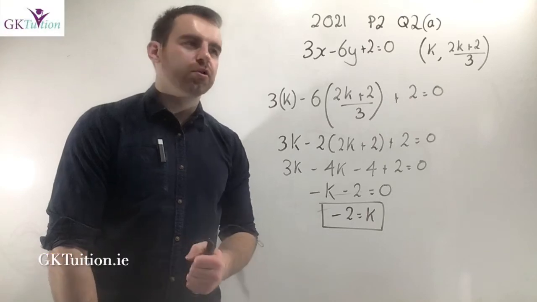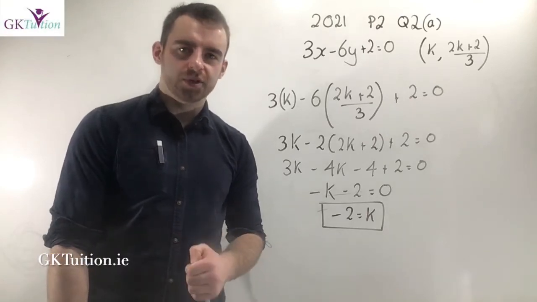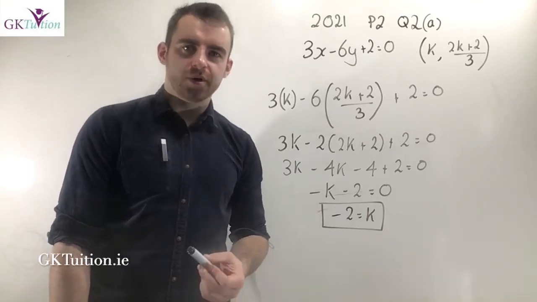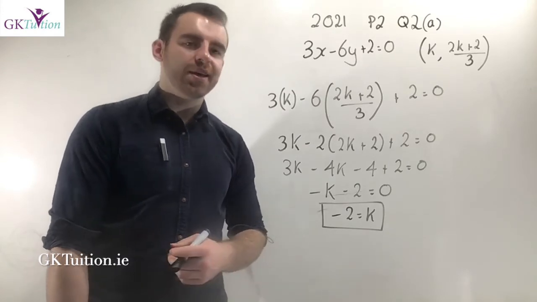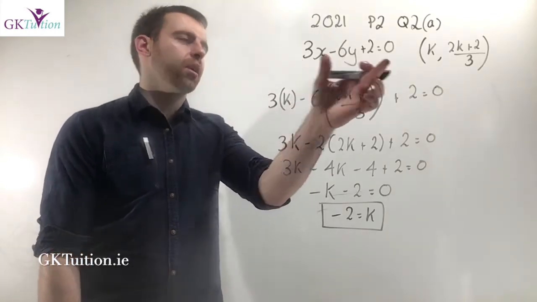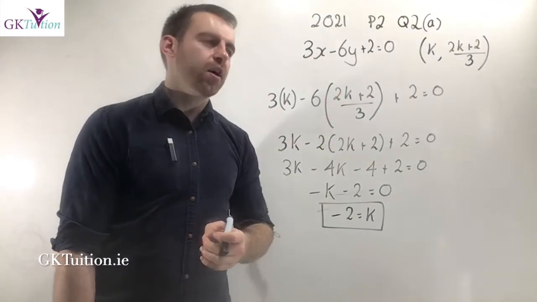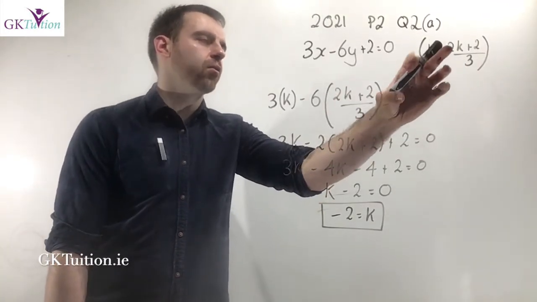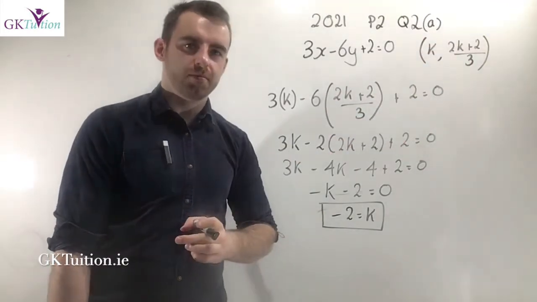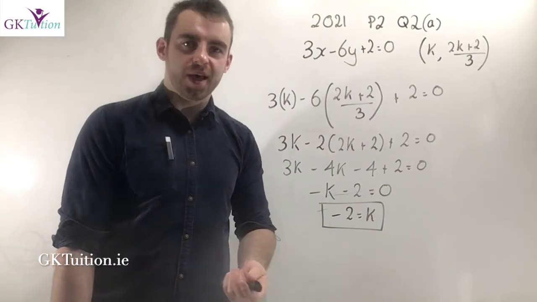In this video we're looking at 2021 paper 2 question 2, and it's all about coordinate geometry of the line. Now in part A here we're given the equation of a line and we're given a point on the line, and the x coordinate is k, the y coordinate is 2k plus 2 over 3, and we're asked to work out the value of k.